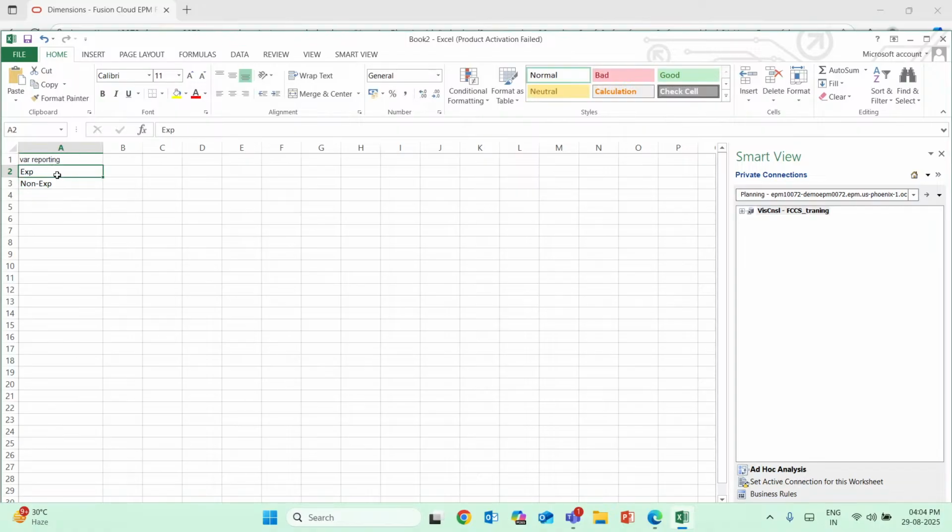So here in the expense and non-expense, this is basically used for variance reporting purposes. So variance reporting purposes, all those accounts which have expense and their calculation is being done with this formula, budget minus actual. So while we create the metadata, we provide this variance reporting. We make the variance reporting as an expense.